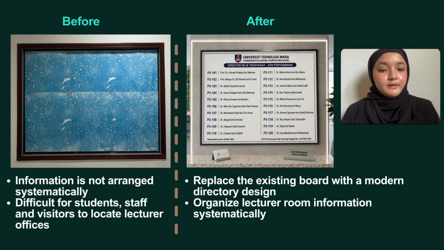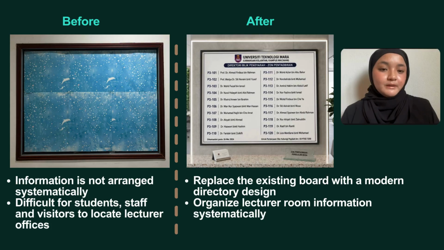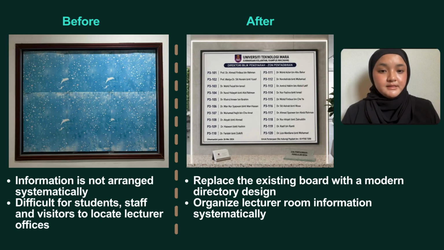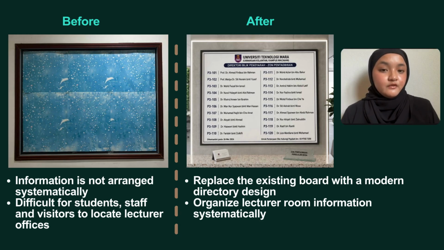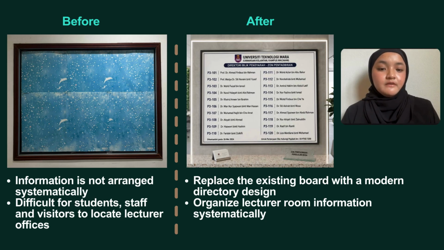Lecturer room information should be arranged systematically using a clear layout, consistent fonts, and proper headings. We also recommend incorporating better lighting and a cleaner frame design to improve visibility and overall appearance. These improvements will make it easier for users to locate lecturer offices, improve readability, reduce confusion, and strengthen the professional image of the faculty. A modern and well-organized directory board will also create a more welcoming and visually appealing environment for visitors. And that's all from me.